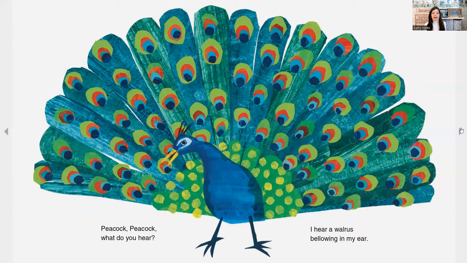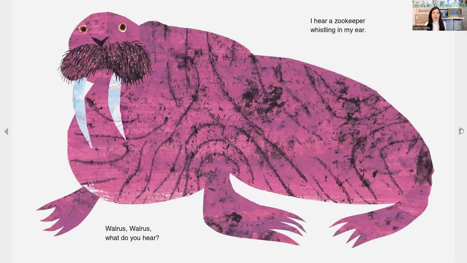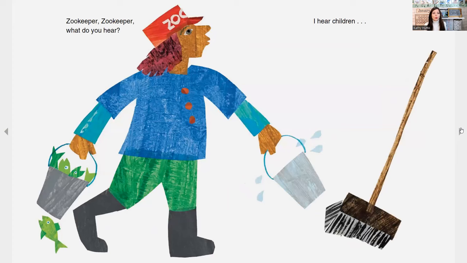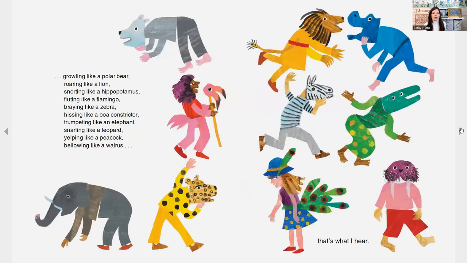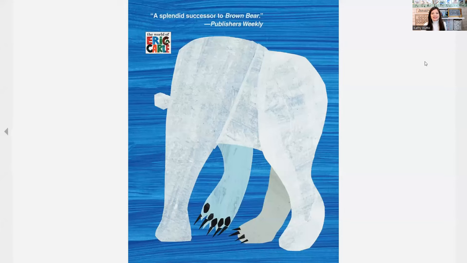I hear a walrus bellowing in my ear. Walrus, walrus, what do you hear? I hear a zookeeper whistling in my ear. Zookeeper, zookeeper, what do you hear? I hear children growling like a polar bear, roaring like a lion, snorting like a hippopotamus, fluting like a flamingo, braying like a zebra, hissing like a boa constrictor, trumpeting like an elephant, snarling like a leopard, yelping like a peacock, bellowing like a walrus. That's what I hear. The end.